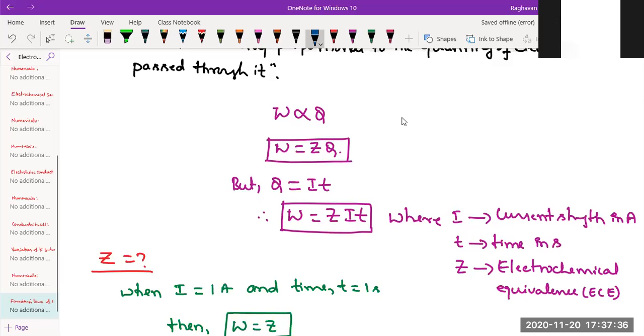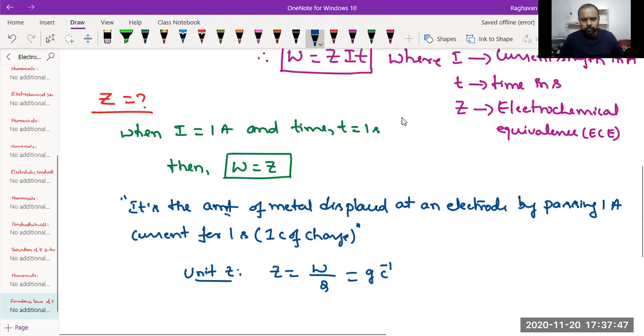And W is the amount of the substance discharged. Is it complete? Yes. Done, sir.